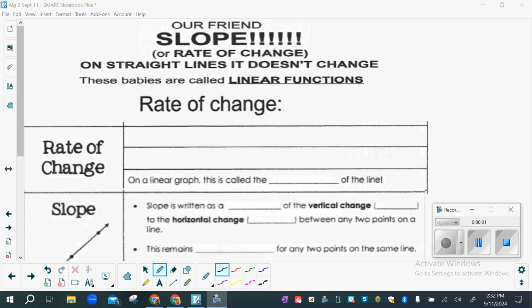You've already seen slope. We're going fast through this because you've seen it before. So our friend slope, another phrase for it is rate of change. On straight lines, it doesn't change. Does that make sense that it doesn't change?